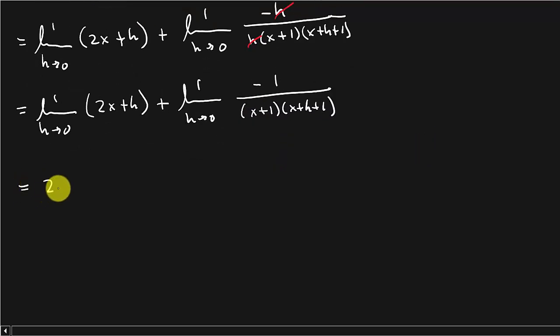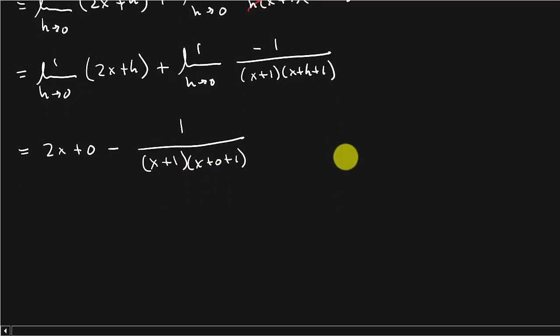And so now we get 2x plus 0, and then we can just put the minus, and then 1 over x plus 1 times x plus 0 plus 1. And so this is just going to be 2x minus, now look at this, this is x plus 1 right here, right? X plus 1. So what's x plus 1 times x plus 1? Well, x plus 1 squared.